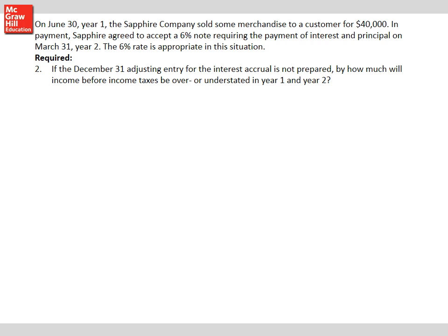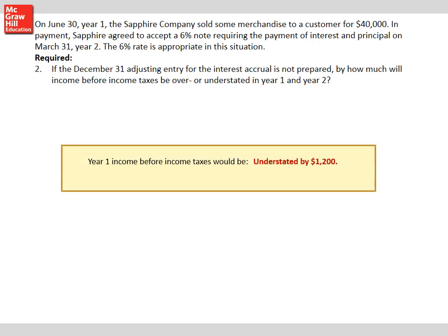If the December 31st adjusting entry for the interest accrual is not prepared, by how much will income be over or understated in year one and year two? Well, in year one, it will be understated by $1,200. You'd be missing $1,200 of revenue. And if you waited till year two to report it, then you would be overstating year two by $1,200. So that's why it's very important we record interest revenue in the year it's earned.